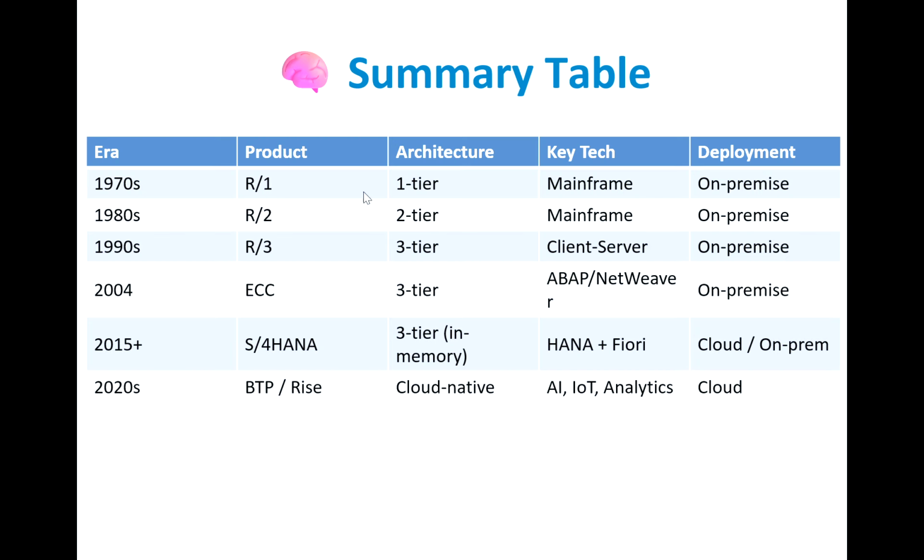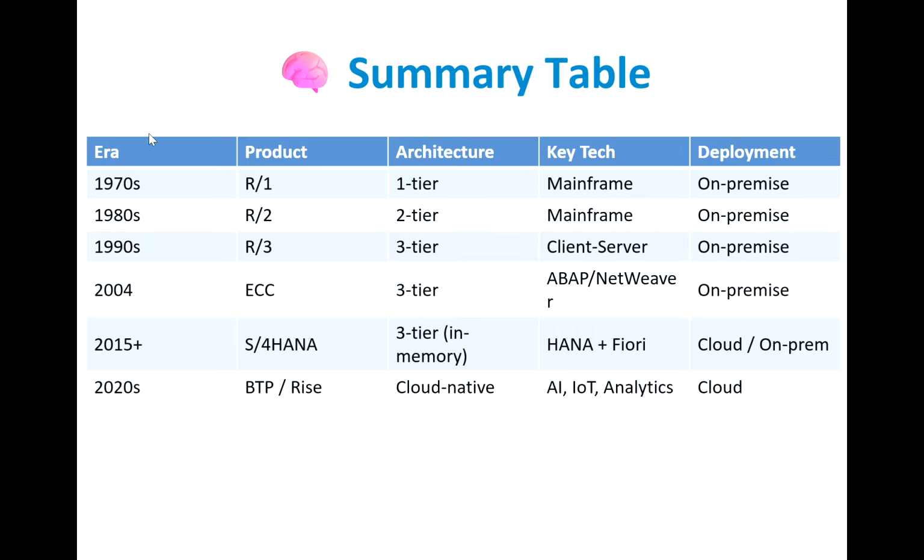You can summarize this in a table in a simpler way. This is the era of the 1970s, when it started with R1, mainframe and on-premise. You can observe one thing: R1, R2, R3, ECC, all of these are only on-premise. Now we have S4 HANA, which is a completely advanced version, and we have both options. If you want cloud, you can go for cloud, or you can go for on-premise also.